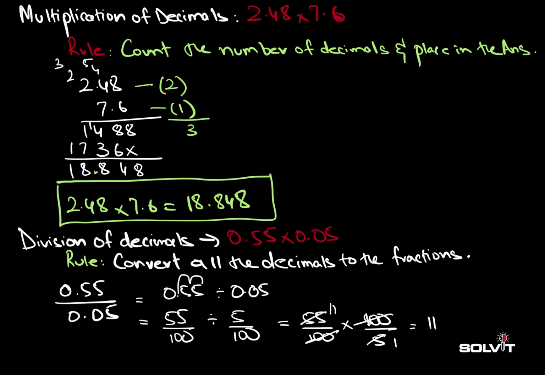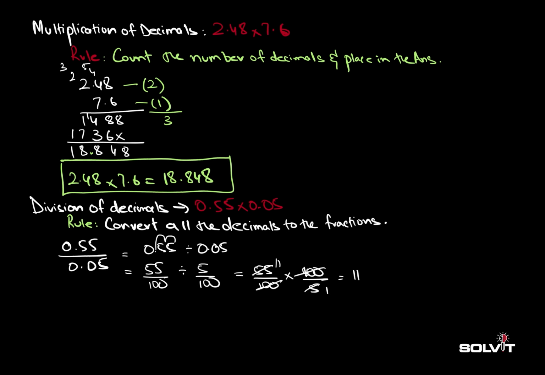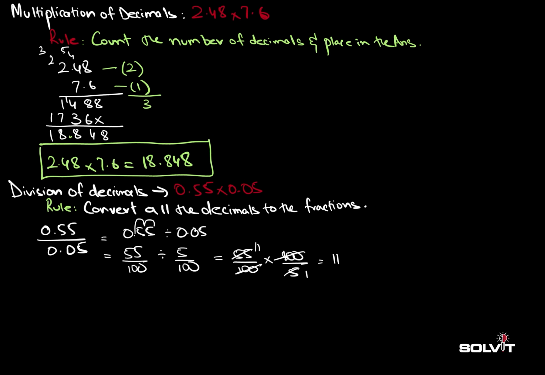All right. So now let's look at another example. And that example states that 0.35 divided by 0.005. So let's just divide that. So first, what's the first step? Let's convert every decimal number into fraction.